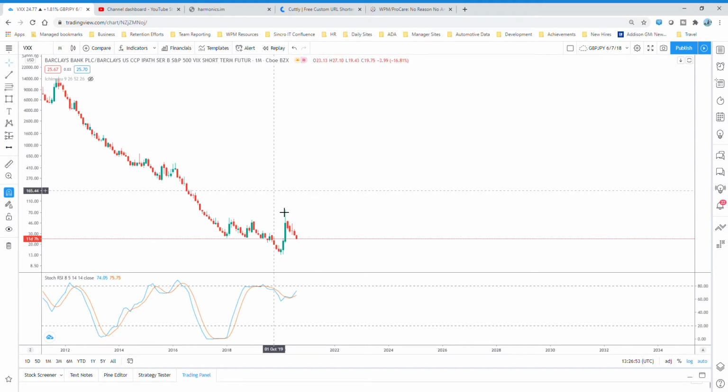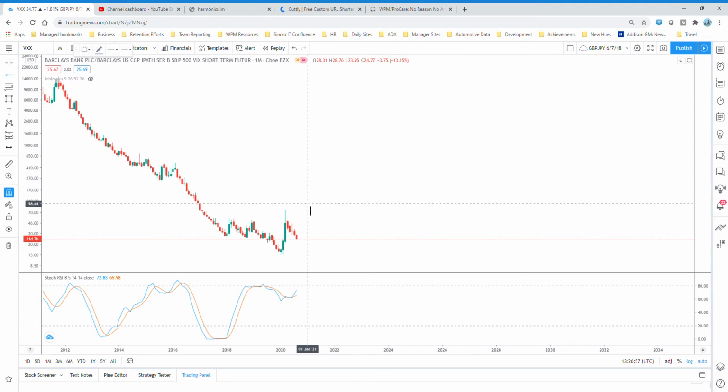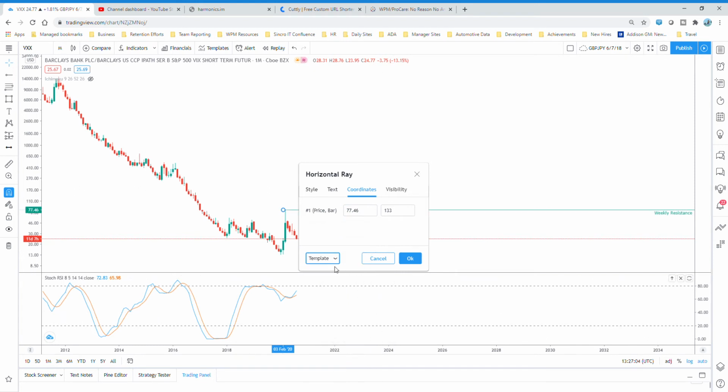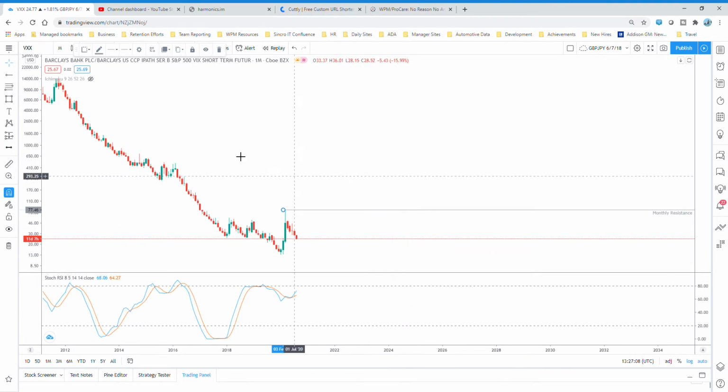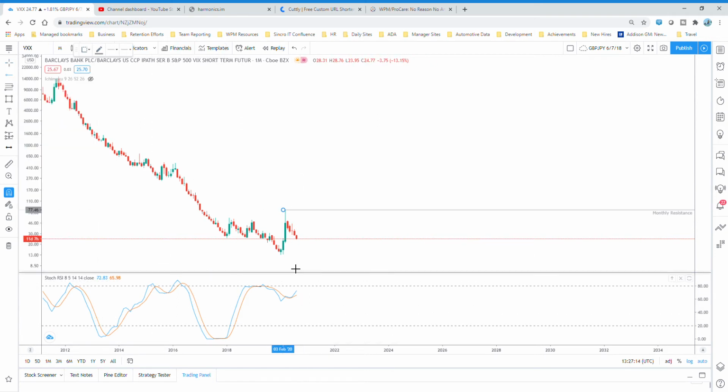So we're going to mark up this pair, and on the monthly, we're going to start with our recent time frame. So we're going to come here, our monthly resistance. I'm using our ray, and we have these templates marked out so that we don't have to retype everything as we're doing our markups.